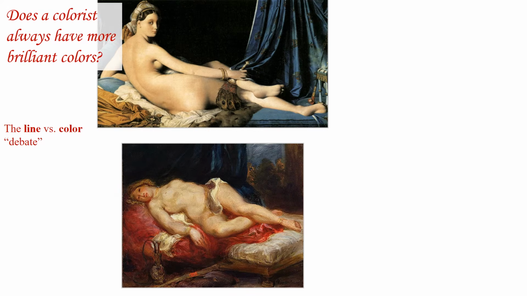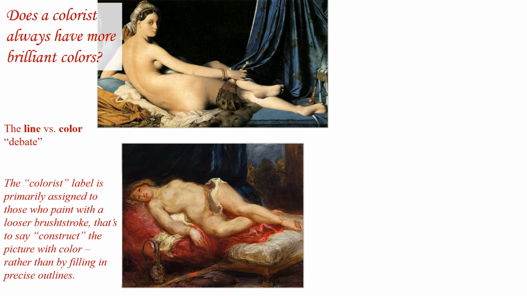One might assume that a colorist always has more brilliant colors, but if you compare these two works, you'll notice that's not particularly true. Here, Ingres has used a cool palette, but his colors are brilliant. Delacroix has chosen a warm palette, but his colors are equally brilliant. So the colorist label is primarily assigned to those who paint with a looser brushstroke, that's to say, those who construct the picture with color, rather than by filling in precise outlines.